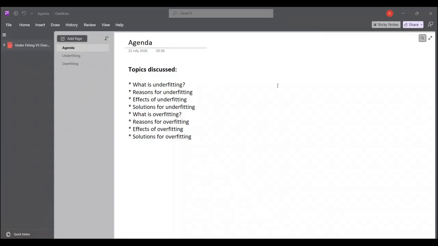In this video, I am going to discuss two very important concepts in machine learning. They are underfitting and overfitting. These two concepts play a major role in understanding how well a machine learning model learns from data. A model should not learn too little and it should not memorize everything from the training data. Finding the right balance is very important for building accurate and reliable machine learning systems.